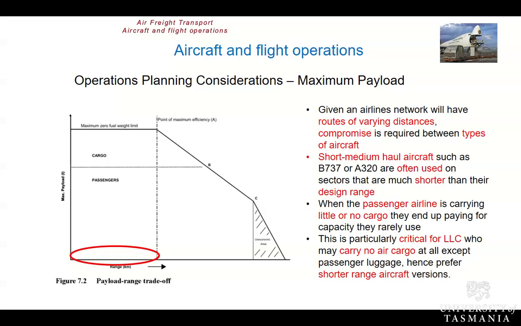So the low-cost carrier who might have an A320 has got capacity for about 1 to 2 tonnes of cargo. They're flying around all the time with no utilisation of that payload. So typically that's why the low-cost carrier is going to have that short to medium aircraft. It's not very often you would find a low-cost carrier with a large wide-bodied aircraft.